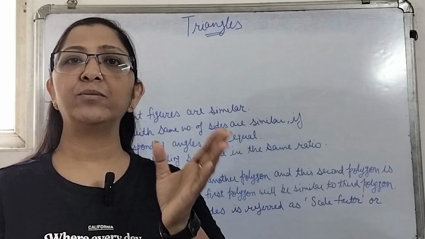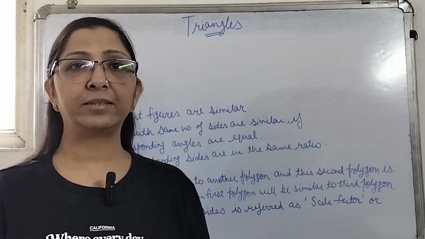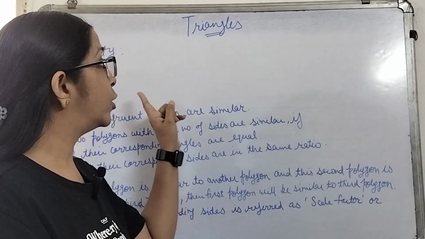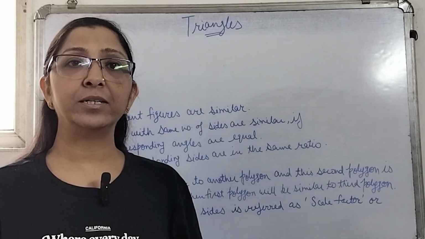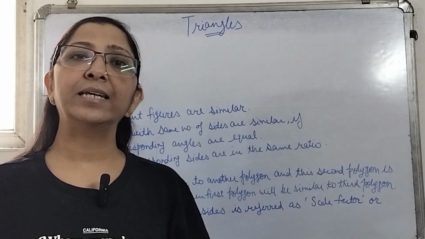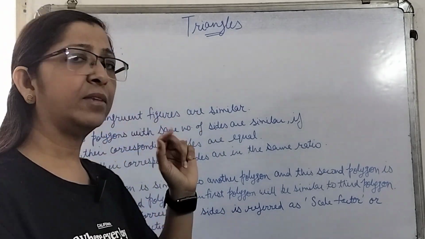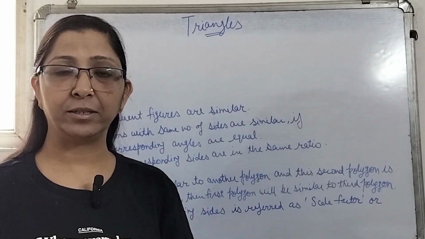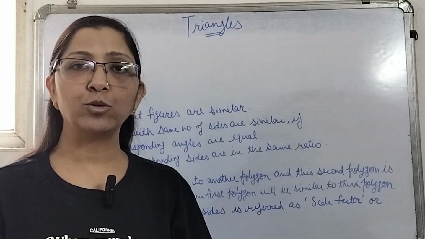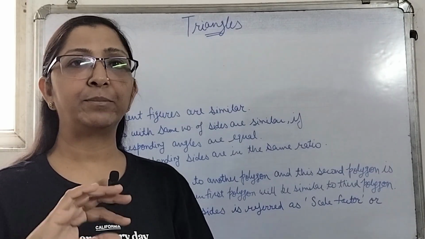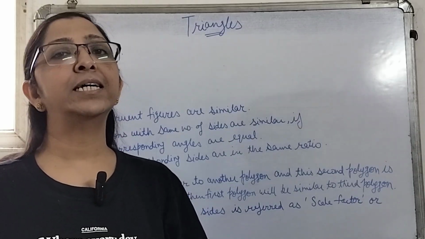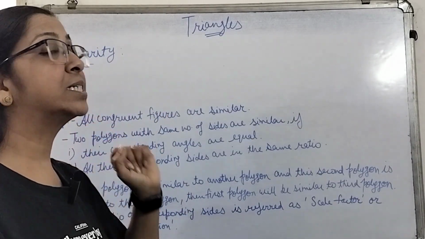Like in congruency, we were saying that if there are two figures with the same shape and the same size, they are said to be congruent. But for similarity, if we have two figures with the same shape, although it is not compulsory to have the same size, then they are said to be similar. That means we have to compare any two figures with the same shape. It is not compulsory that they have the same size also. If the condition is figures with the same shape but not compulsorily the same size, then such figures are said to be similar figures.